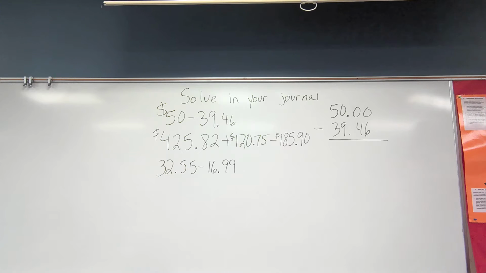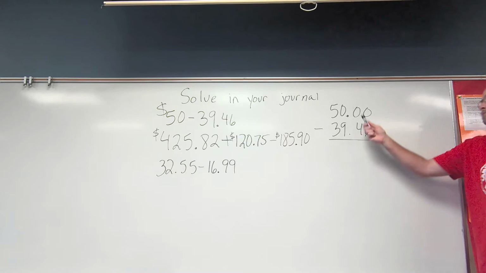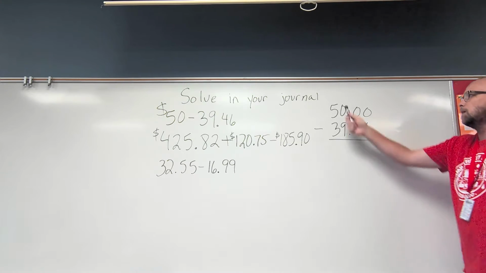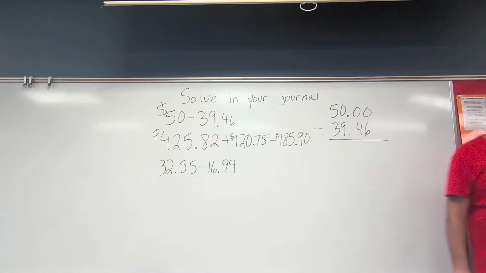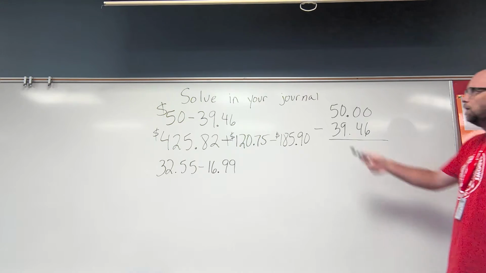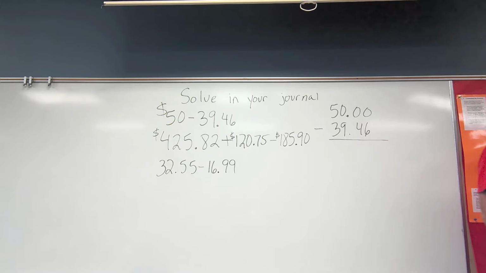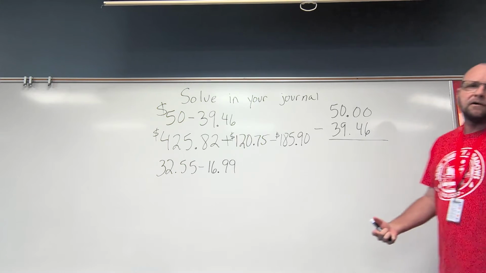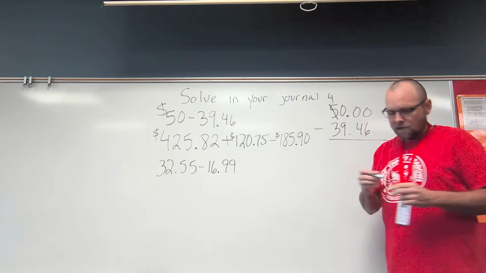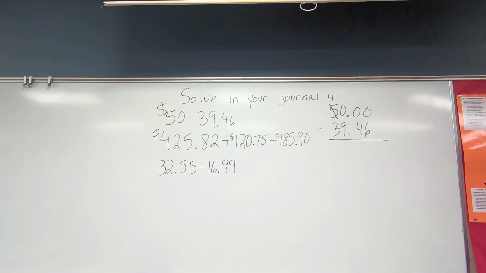Now, doing this problem, we start with our pennies. We don't have any pennies to take 6 from. We go to our dimes. We don't have any dimes to take and change into pennies. We don't have any $1 bills to change into dimes that we can use to change into pennies. But we have five $10 bills. And we're going to take one of those away. So now we have 4 $10 bills.